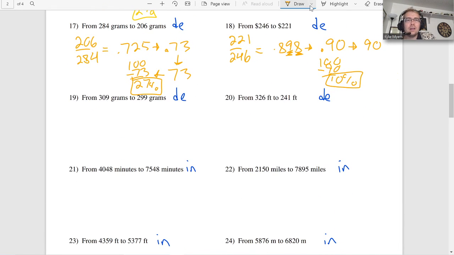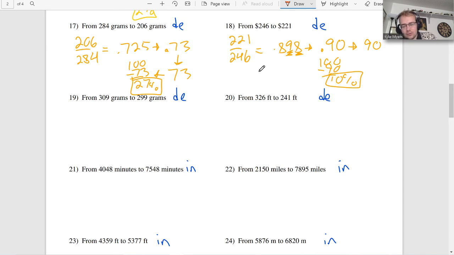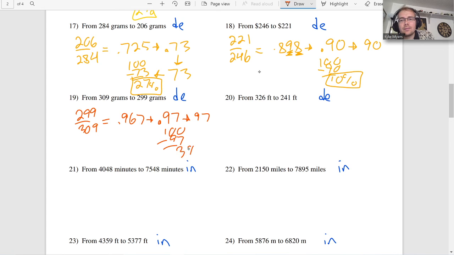All right. Next color, like a blood orange here. 299 divided by 309. Right, 299, 309. I get 0.967. Okay, I'm just taking the first 3 digits, and then that would turn into 0.97, which turns into 97, and then I would subtract from 100 and get 3%.